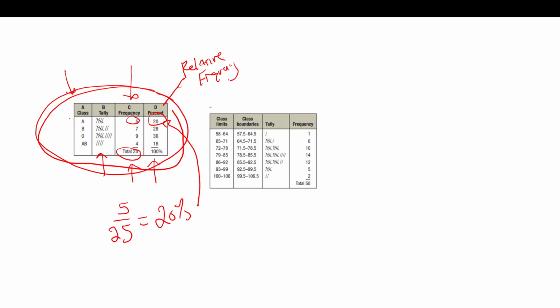These also form the basis for a lot of people to do a bar chart on the frequencies or a pie chart on the percents or relative frequencies. Okay. So that's a basic frequency table on a categorical variable.